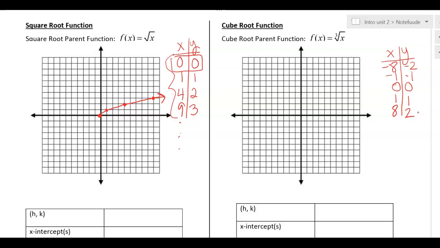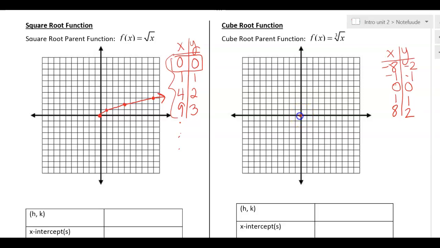So if you struggled before, the only reason I'm going through this is you learned these parent functions in Algebra 2. Maybe you were really comfortable with them. But if you weren't, hopefully now you see some rationale in why we picked these numbers, which will help you remember and build these a little bit faster when you have to graph a square root or a cube root. Okay?